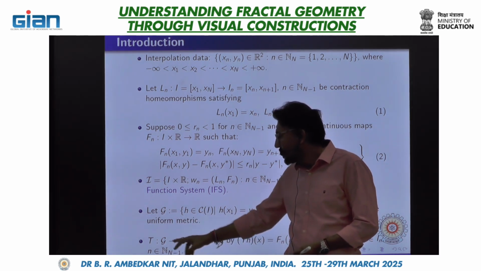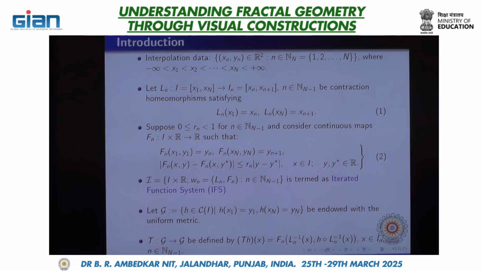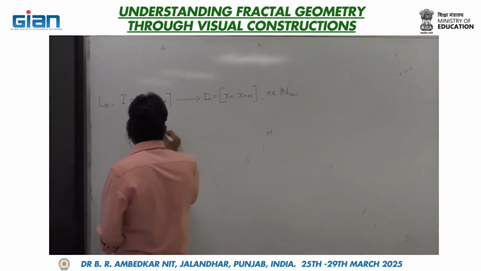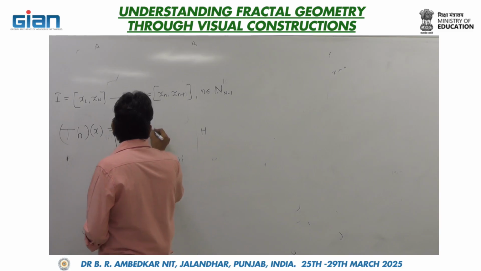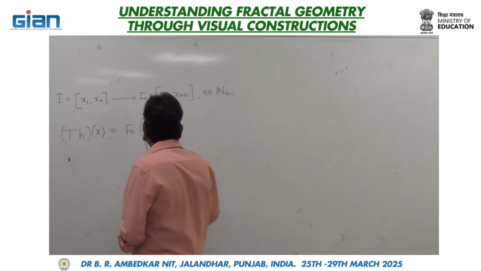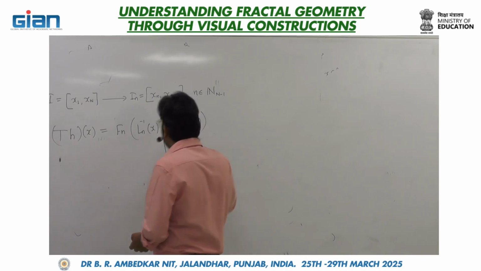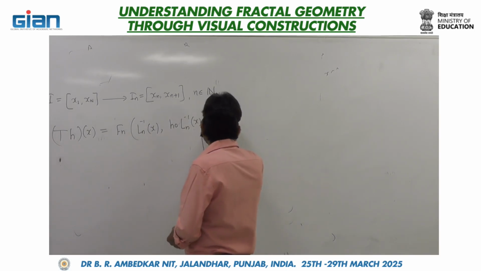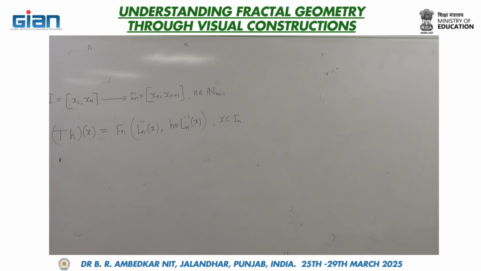Then T from script G to G is defined by Th of x is equal to fn of ln inverse x comma h of ln inverse x, for all x belonging to I. Now we have to prove that this T is a contraction mapping. So how will you prove that T is a contraction mapping?